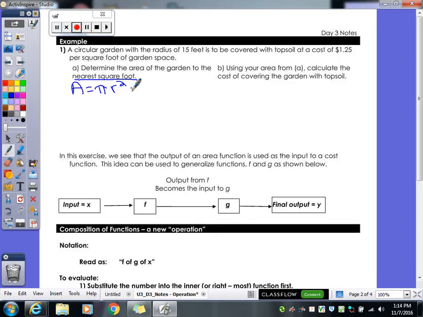So what are we going to plug in for our r? 15. So let's have you go ahead and figure that out. To the nearest square foot, what is the area of our garden? 707 square feet. So that's the nearest square foot. It was like 706.8, so that rounds up to 707.